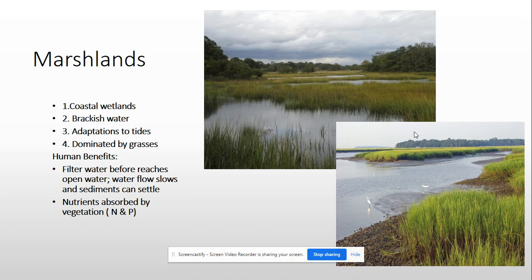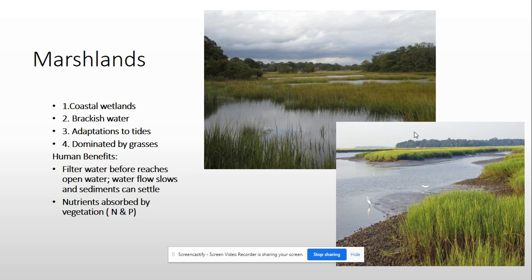Marshlands are coastal wetlands, which are incredibly important. They are also considered to be brackish type water. Organisms that reside here typically have specific adaptations, kind of similar to our intertidal zone found in the ocean. They must adapt to either being completely submerged in water versus being exposed to air. So this type of ecosystem is dominated by grasses.